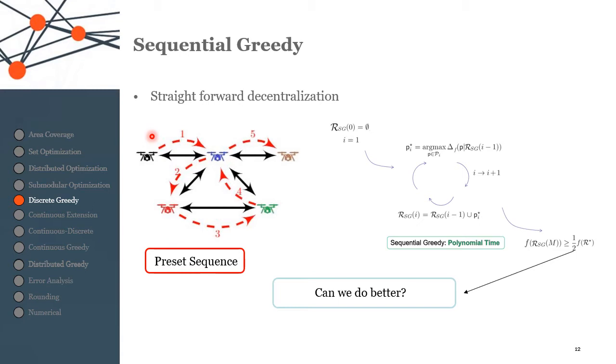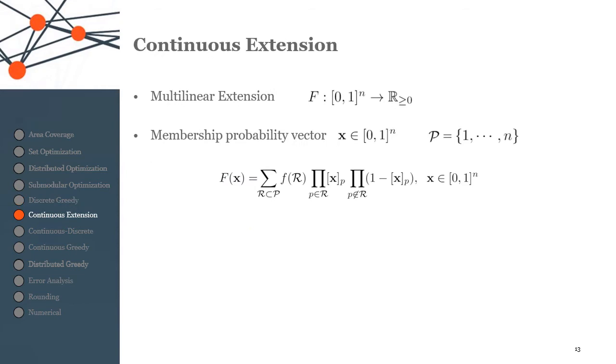The problem with that is that the sequence should be preset and it's not robust to network failures. And also there is another question of whether we can do better than 1/2. So to solve the problems that I stated, we can move to a continuous domain, specifically the multilinear extension function f that goes from the hypercube [0,1]^n to real values. So we have a membership probability vector x of size n, and each of the entries shows the probability of one strategy happening, and we can rename the strategies from 1 to n.